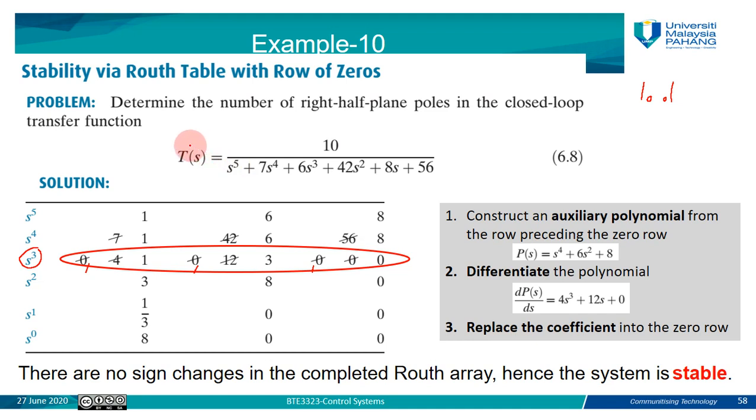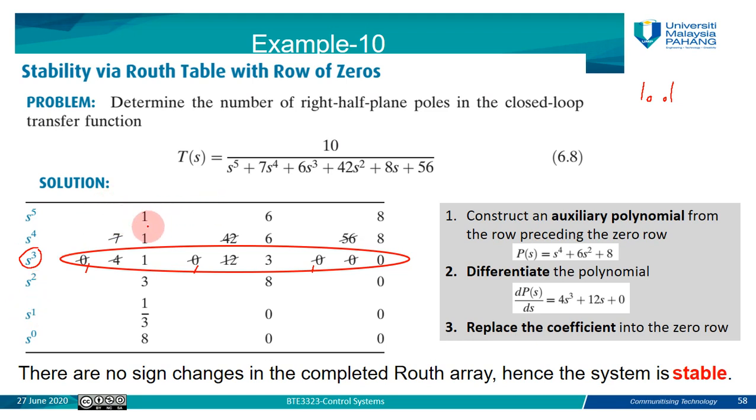You have this closed loop transfer function. There are no zeros here, and the characteristic equation is s to the power of 5, plus 7 s to the power of 4, plus 6 s cubic, plus 42 s squared, plus 8s, and so on. To construct the Routh table for this equation, we first write the first column: s to the power of 5 down to s to the power of 0, as usual.